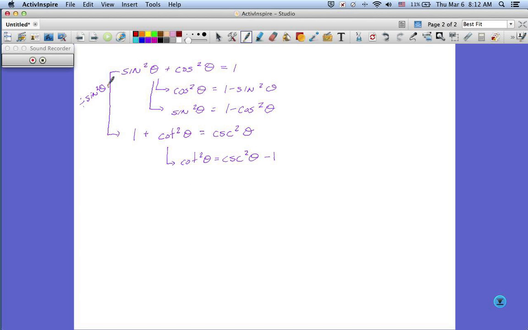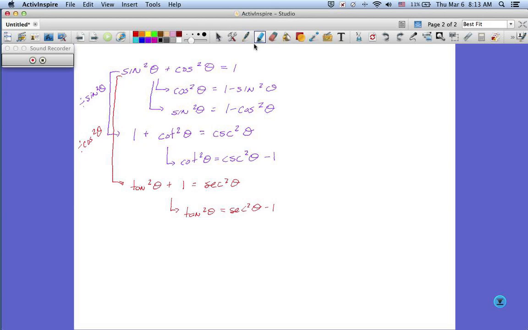Well, if I divide by sine squared, it stands to reason that I will also divide by cosine squared. Sine squared over cosine squared is tangent squared. Cosine squared over cosine squared is 1, and 1 over cosine squared is secant squared. And likewise, I can say that tangent squared is equal to secant squared minus 1.